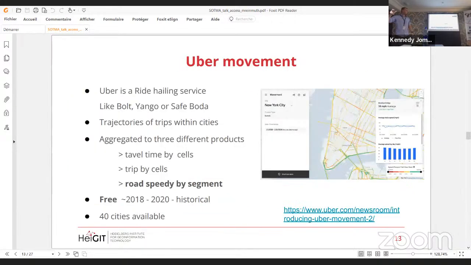Can you go to the next slide? Okay, but talk about traffic. So there's Uber. I'm not sure if everyone knows Uber. Uber is a ride-hailing service. Like I think here in Cameroon, Yango is very popular. There are other countries where it's Grab or Bolt. So you can just hire a taxi with this app and then go from a location to another.